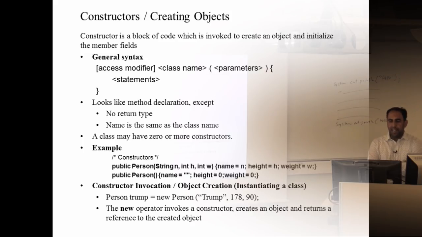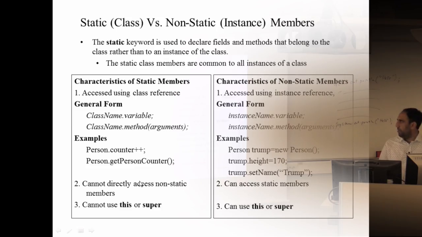And also the name of the constructor should be the same as the class name to which the constructor belongs. So for example, if the class name is Person, it should be Person. And a class may have zero or more constructors. If you don't define a constructor, a default constructor will be used to create objects of that class. We already have seen how objects are created, so I'm just skipping this information.